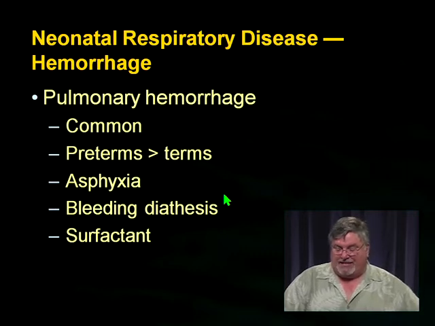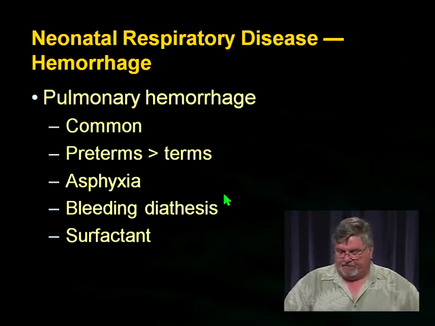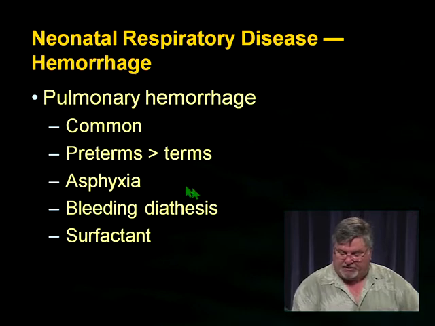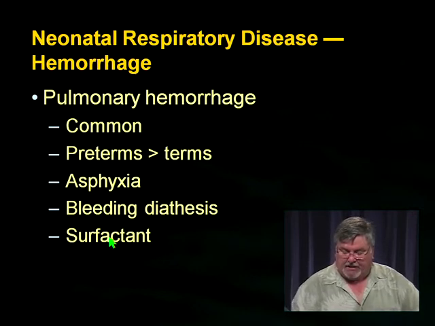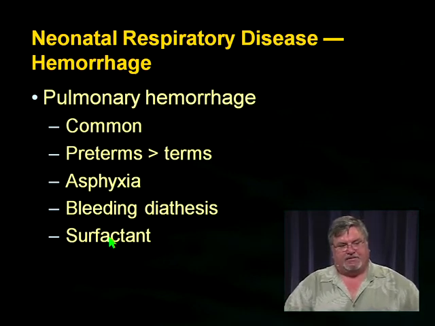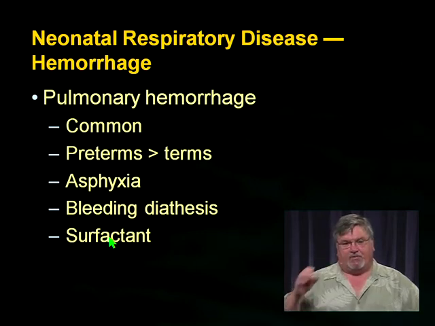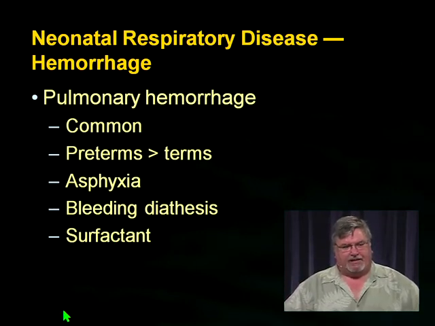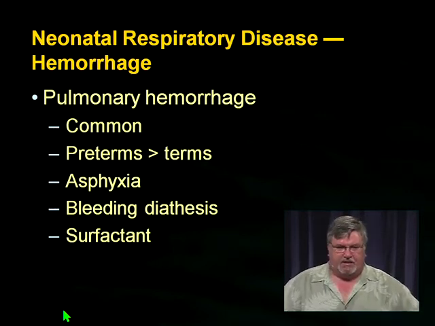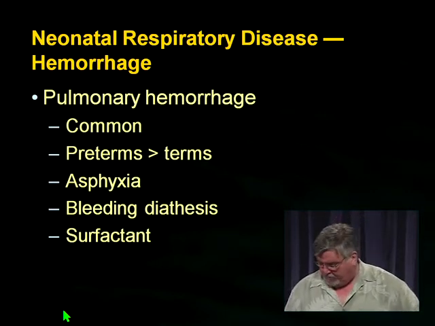Pulmonary hemorrhage is actually common. It's not unusual to get some blood-tinged suctioning material. Happens more frequently in preterms. Can be associated with asphyxia or a bleeding diathesis, but is much more common after surfactant administration. So this is another reason to perhaps not give prophylactic surfactant, because you'll have some kids that have a pulmonary bleed who never had RDS.